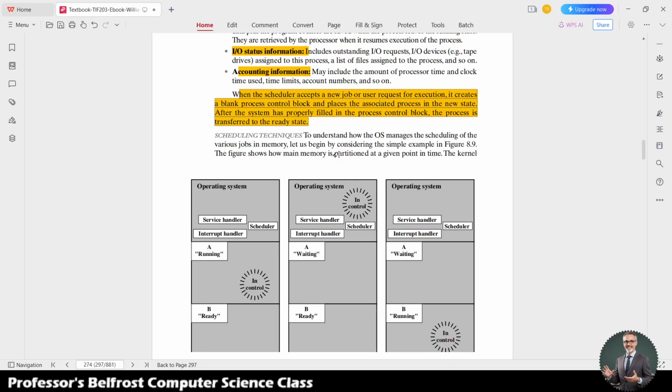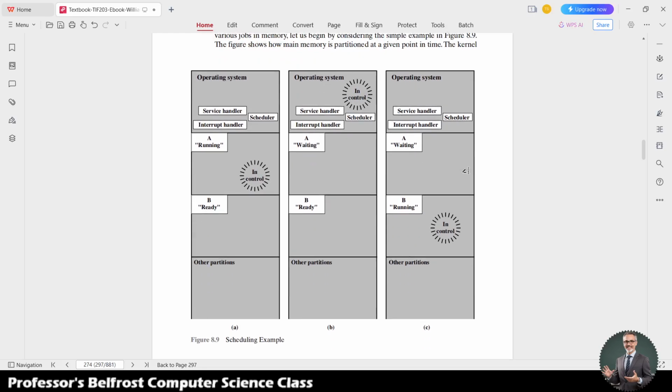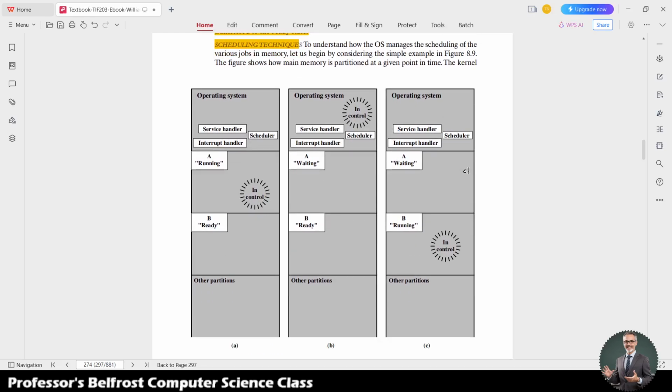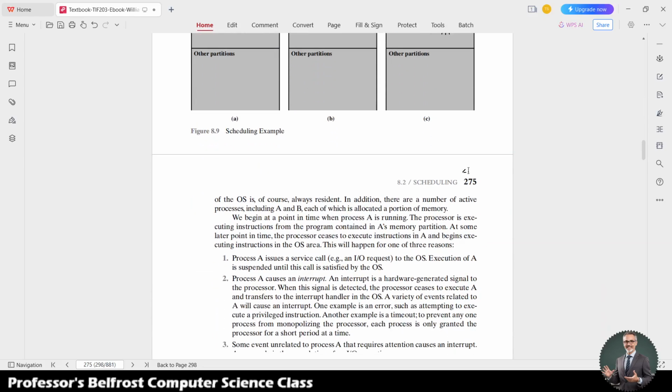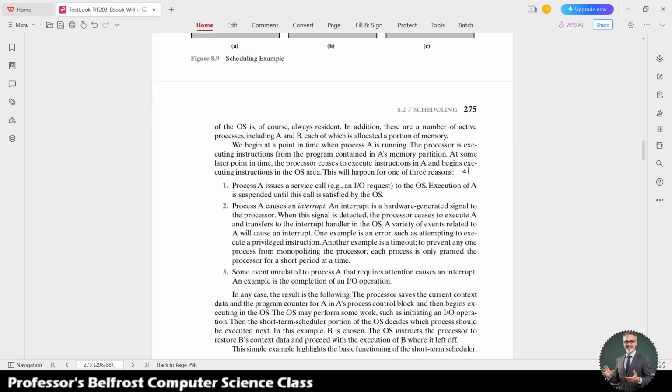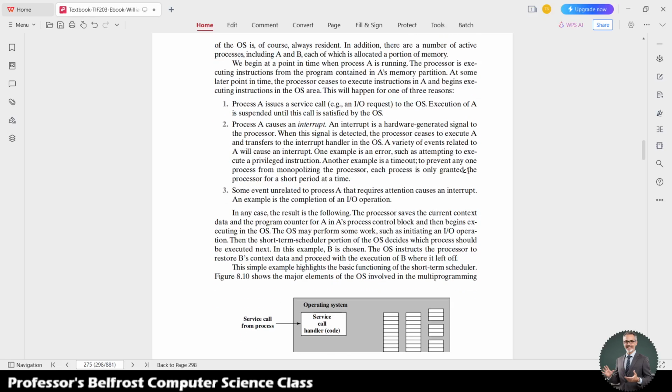The next one is scheduling techniques. Okay, so here's the figure so you know how scheduling works. The kernel of the OS is always resident, and there are a number of active processes, including A and B, each of which is allocated a portion of memory.